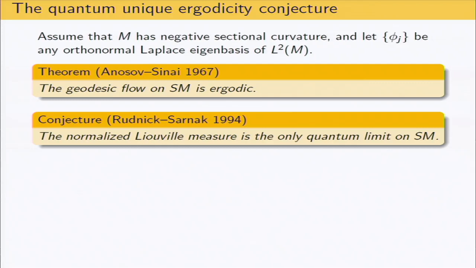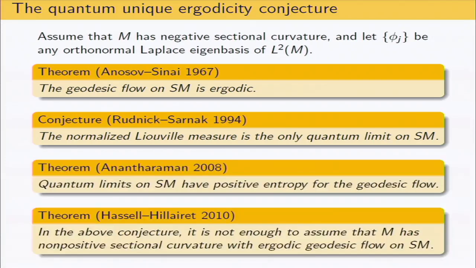It's an Anosov flow, which probably motivated Rudnick and Sarnak to state their famous quantum unique ergodicity conjecture, saying that there is no exceptional sequence of Wigner measures tending to anything but the normalized Liouville measure. That is to say, the normalized Liouville measure is the only quantum limit on phase space. Concerning this conjecture, I know about two general results. One is a recent theorem by Anantharaman saying that every quantum limit has positive entropy for the geodesic flow.